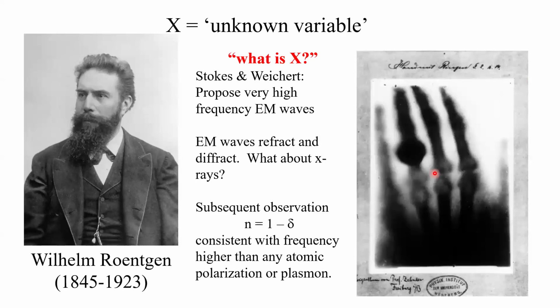And so one of the earliest proposals is that this is a very high frequency electromagnetic wave. And the very first experiment failed. The very first experiment would say, all right, it's an electromagnetic wave, we know that they refract, so let's look for refraction of X-rays. And it wasn't possible to observe with the beam quality at that time. And there wasn't an understanding of how small the deviation from unity of the index of refraction would be. So the question kind of continued, what is X?